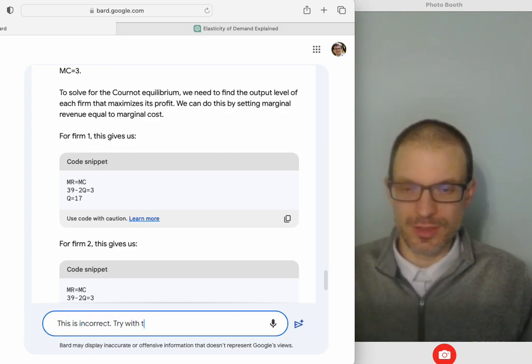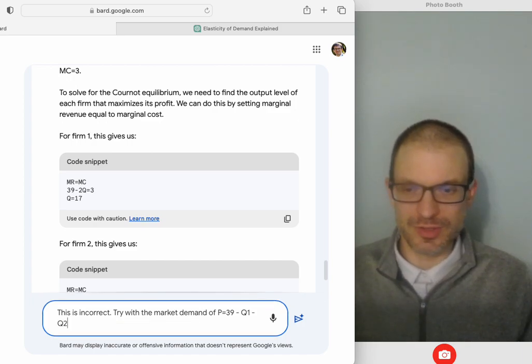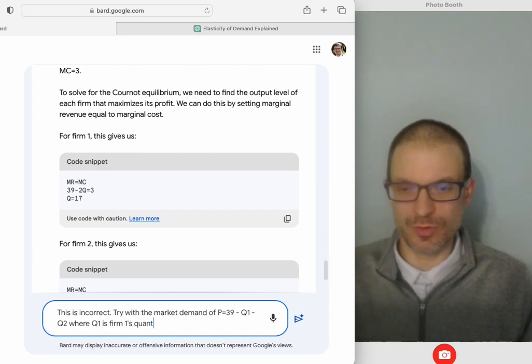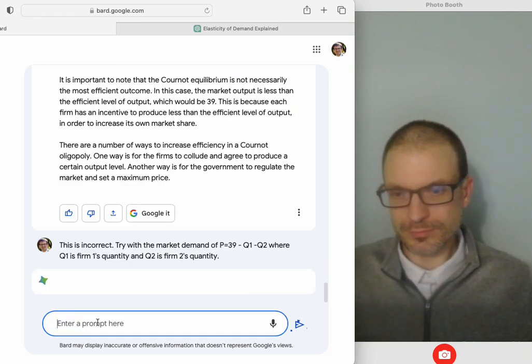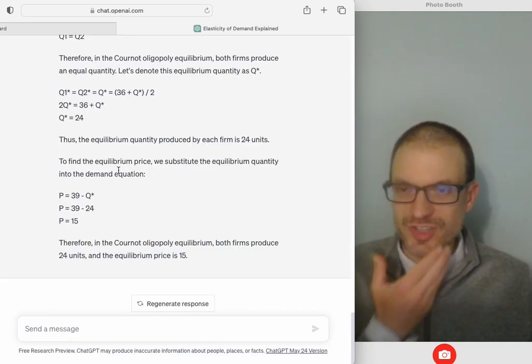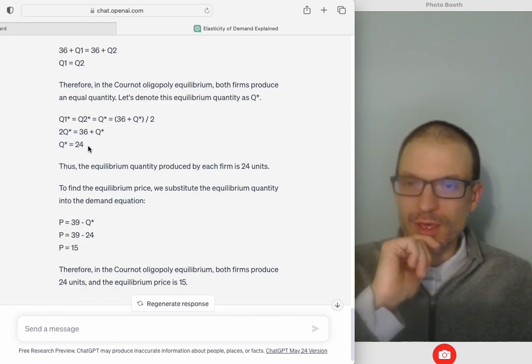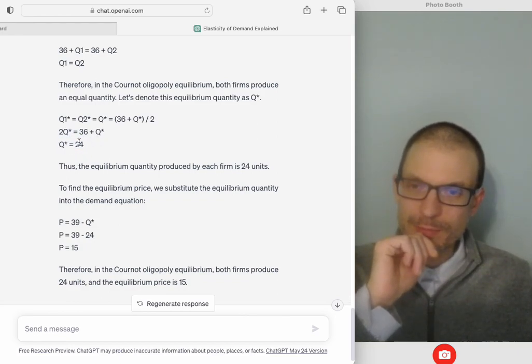Try with the market demand of price equals 39 minus Q1 minus Q2, where Q1 is firm 1's quantity and Q2 is firm 2's quantity. And ChatGPT also screwed up, so I'll give them that prompt too. ChatGPT tried to tell us that the quantity is going to be 24. Oh, that's interesting. That is the market quantity.